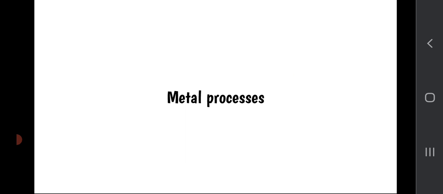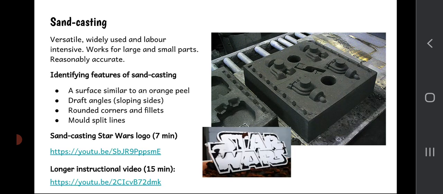So we're going to look at a couple of metal processes that are used in factories. The first one's sand casting. Sand casting is when you create a mould out of sand, a special type of sand which has been soaked in oil, so it becomes really easy to shape and it holds its shape really well. You then pour hot metal into the cavity made in the sand, and it cools and takes on the shape of the cavity. This is sand casting.